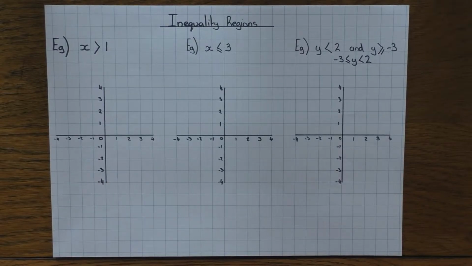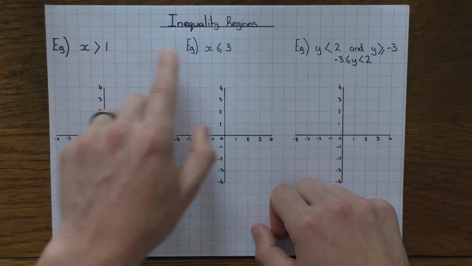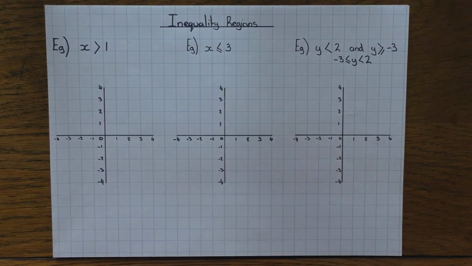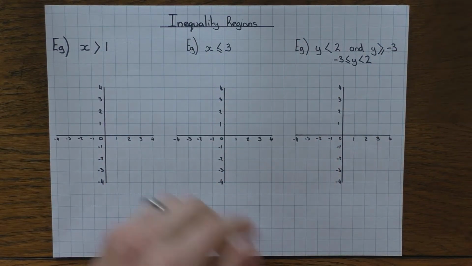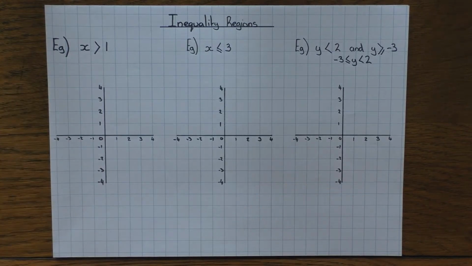Hi guys, in this video we're going to have a look at inequality regions. This is basically how you plot inequalities on a graph, and what it will usually say is shade the region that satisfies these particular inequalities. Before you watch this video and give this a tackle, make sure you've had a look at my previous video of plotting straight lines, because that is very useful in how we tackle this. So definitely have a look at that before you watch this.